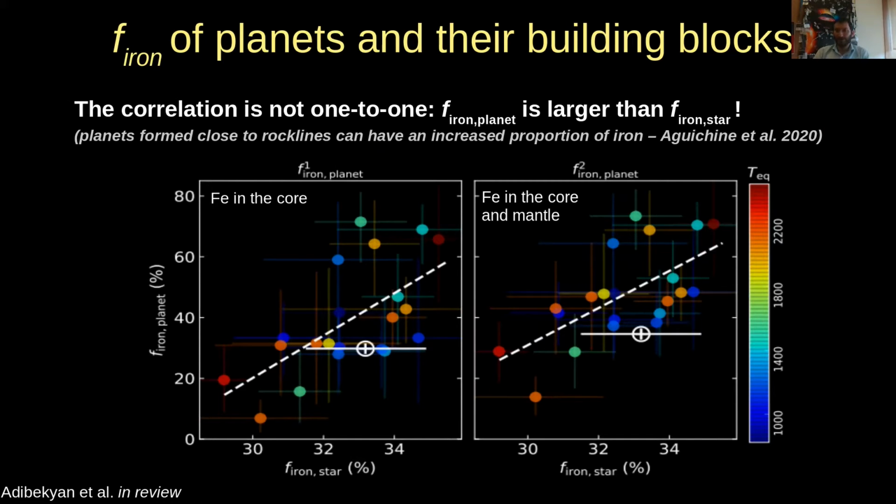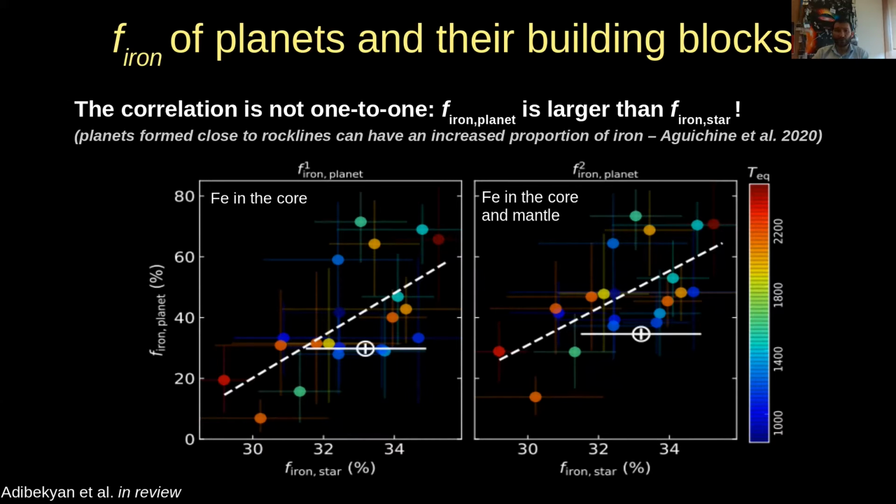So it was recently suggested that planets that form close to the rock lines, the region where the refractory material can condensate and sublimate, can have a significantly increased iron fraction due to the recondensation of already evaporated pebbles. Pebbles are millimeter-sized clusters of rocks that are used to form planets. This was proposed in Aguichine et al.